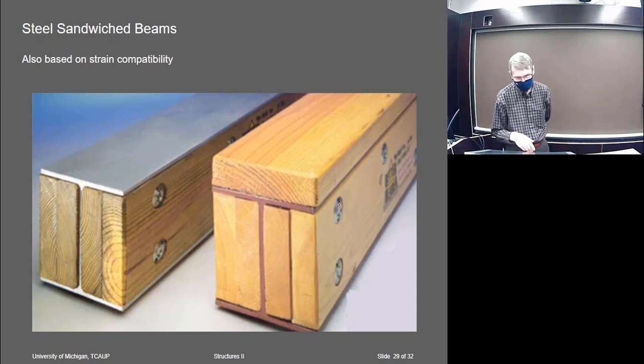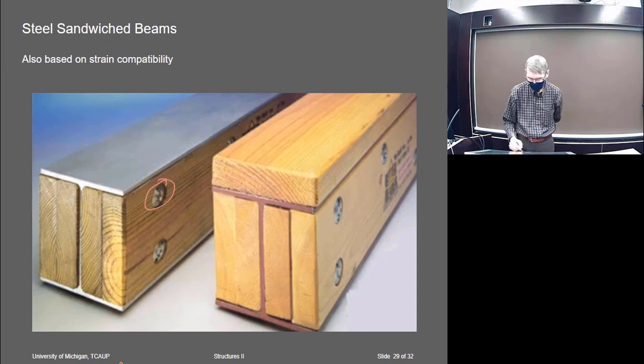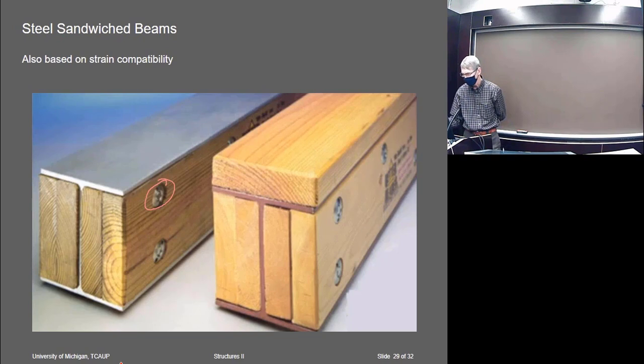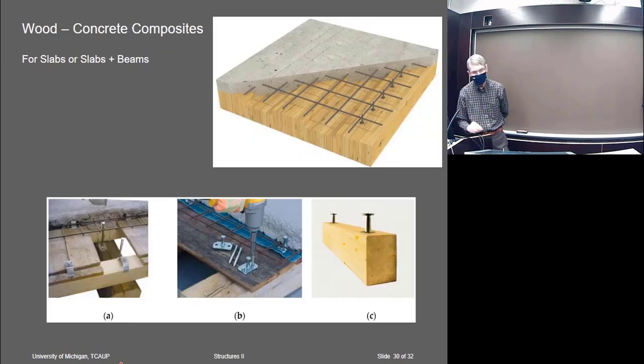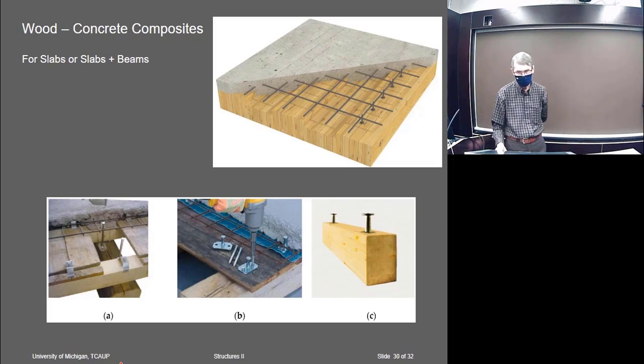Okay, these are some examples. This, I think, is Simpson Strong-Tie, which makes these special attachments and uses them with lightweight W sections to get members that are used in wood construction. So that's their little variation on it. And then this is just a little bit about stuff I found on concrete.